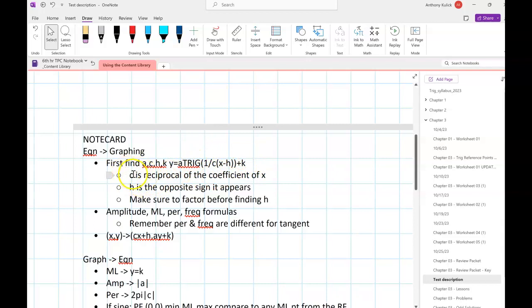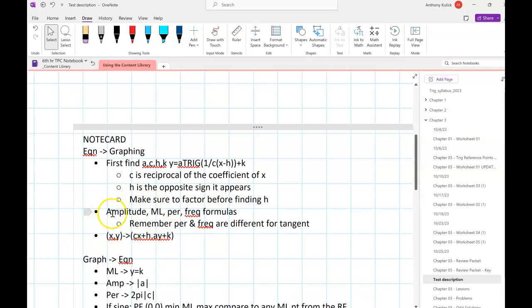And I want to remind myself, C is the reciprocal of the coefficient of X. H is the opposite sign it appears. And then make sure to factor before I find H. So just some general stuff I need to remember because those are common mistakes I see myself making. Hypothetically, right? Like I don't make those mistakes, but it happens.